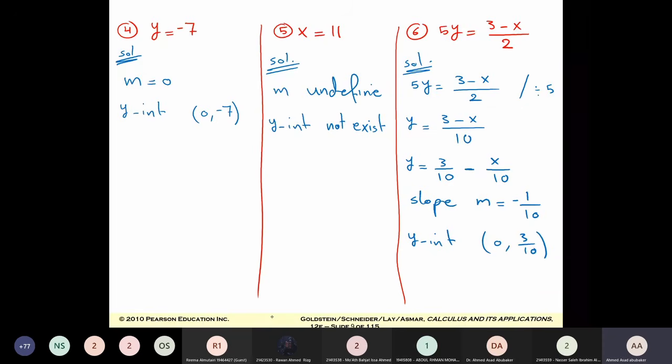Any question? Any question about the slope and y-intercept?